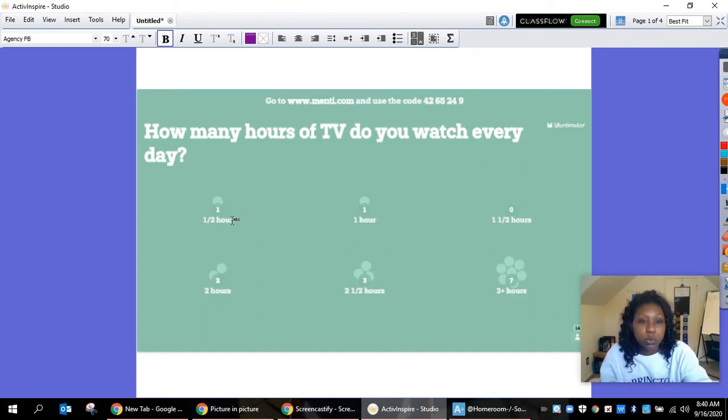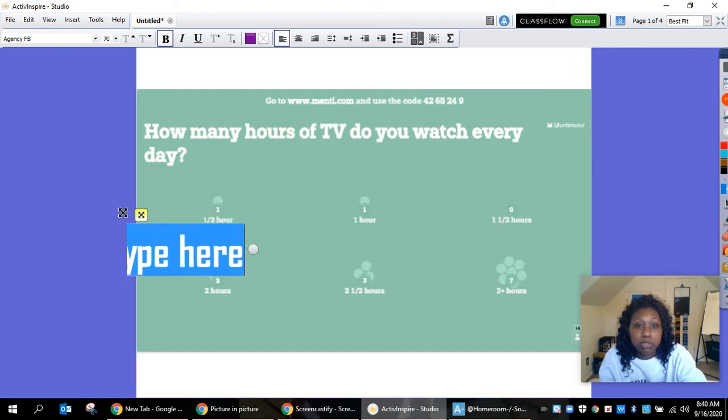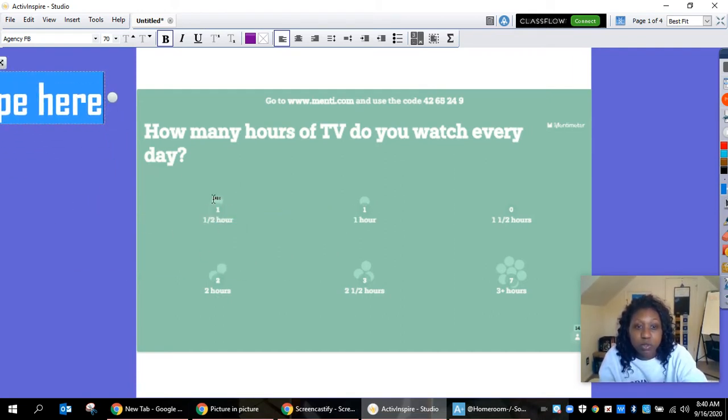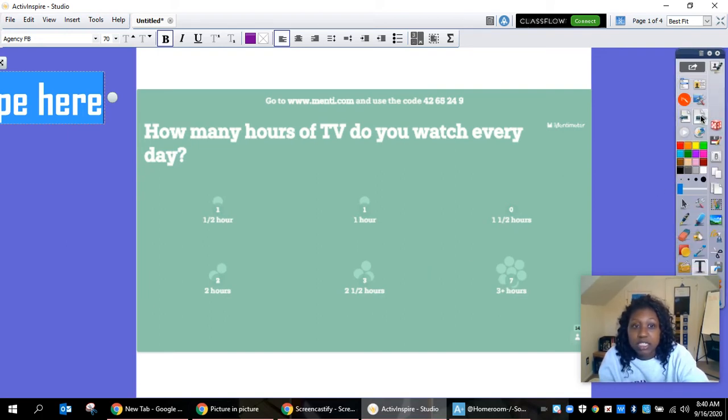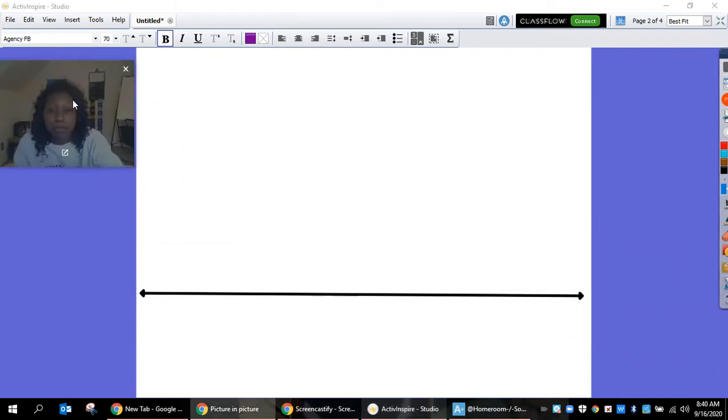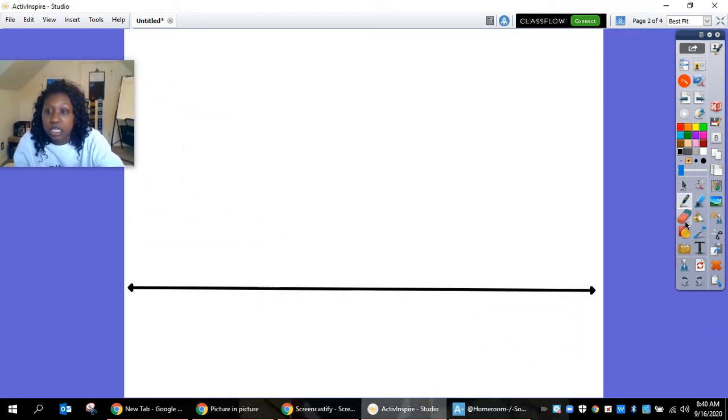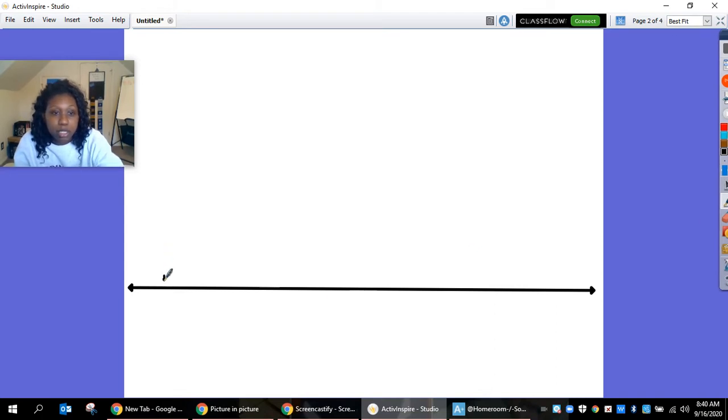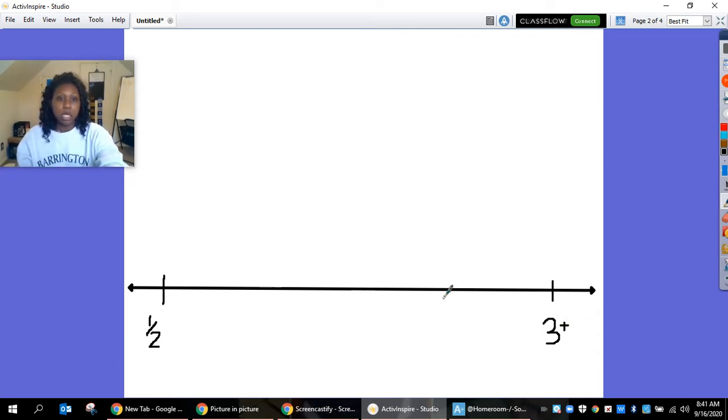So my number line will always start with my smallest value, which is 1/2 hour, and it'll go up to 3 or more hours. So let's see. Here's my line, so I can make my line plot. I need to start at my minimum, which is 1/2, and I need to end at my maximum, which is 3 or more. I'm going to put a plus sign to mean 3 or more. And we know that there's more numbers here because there's an arrow pointing in that direction.